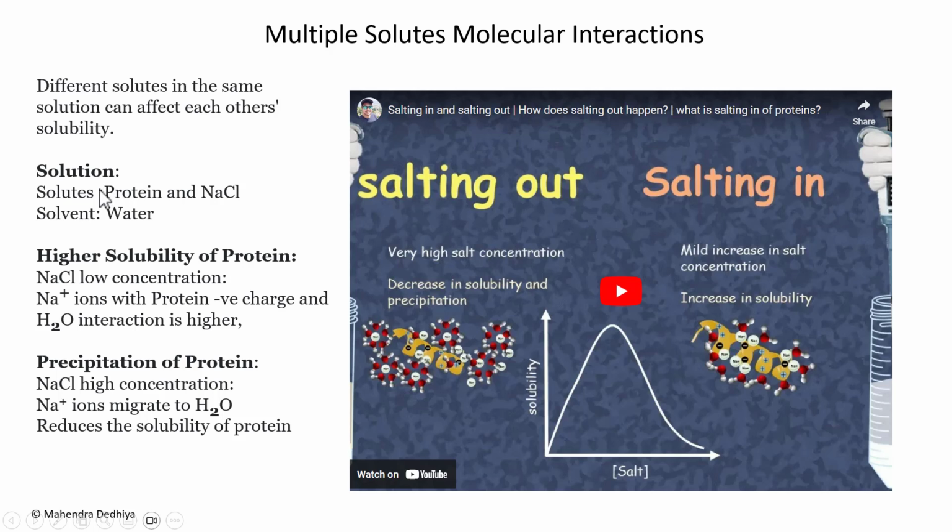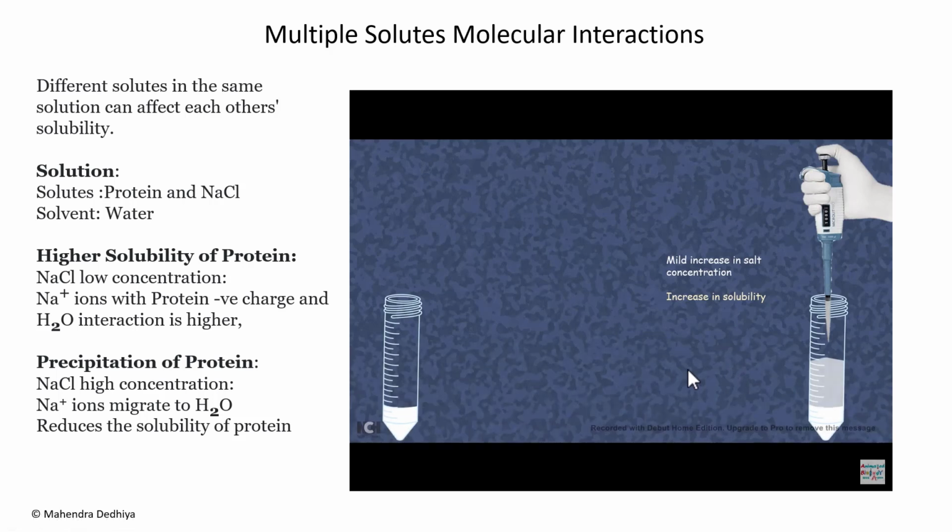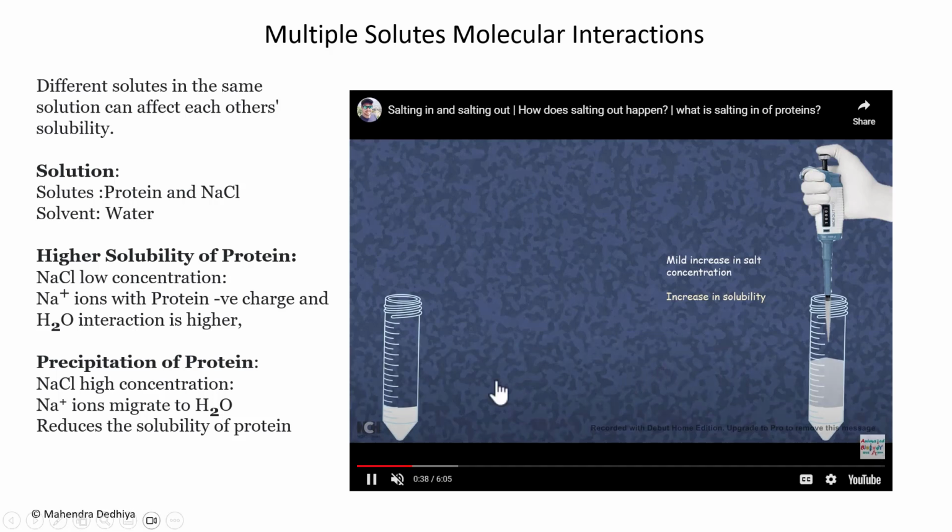A well-known example is proteins, which is called salting in and salting out. At low concentration of sodium chloride, protein dissolves with higher solubility. As we add more sodium chloride, solubility of protein declines and it precipitates. And this is all due to hydrogen bonding of sodium chloride with water and ionic bonding of sodium with protein at low concentration. A small amount of salt will increase solubility. If we add more salt, it will start precipitating the protein.